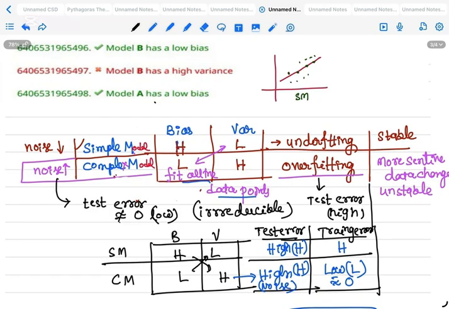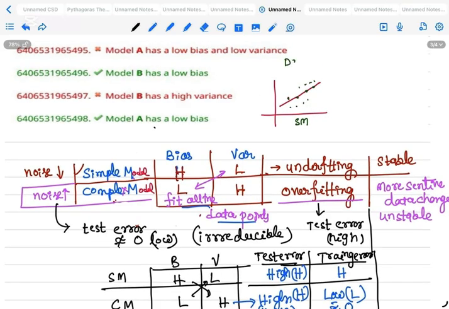Generally, data is information plus noise. In general practical cases, noise is also present with the data or information. Because of that, the variance is also low in the simple model. The simple model is the underfitting case, and it is a stable one. If any data changes, it does not affect it. That is, it is not sensitive to data changes. Noise is also less.